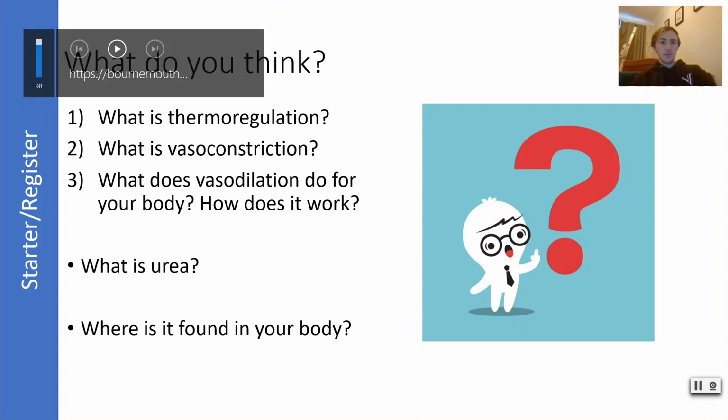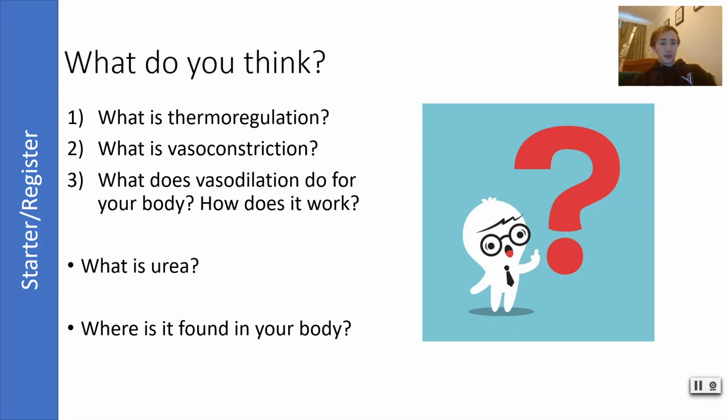Good afternoon, Year 10. So, we're going to carry on with our work on hormones and homeostasis now by working through some work on urea production. Now, as a starter, there are 3 questions there, and then the 2 bullet points at the bottom. I just want you to have a think about what do you already know about this.